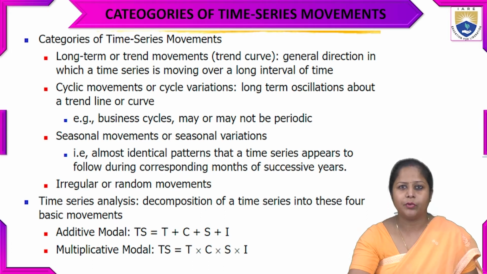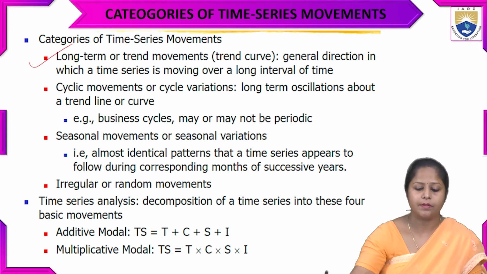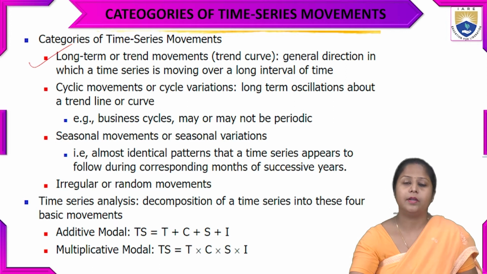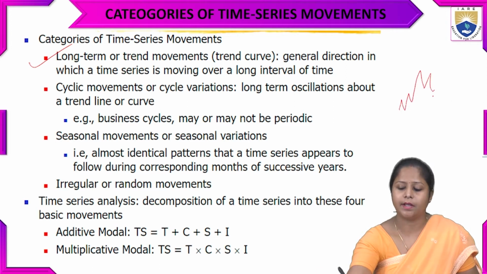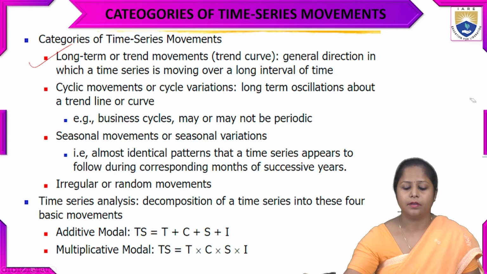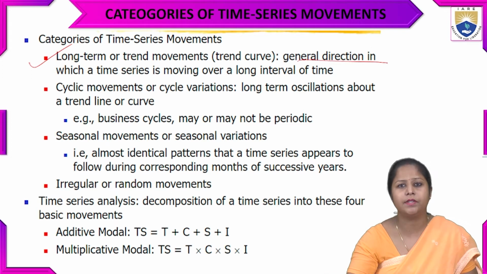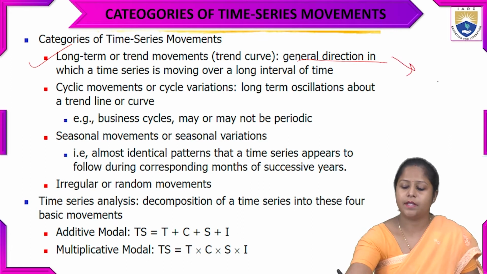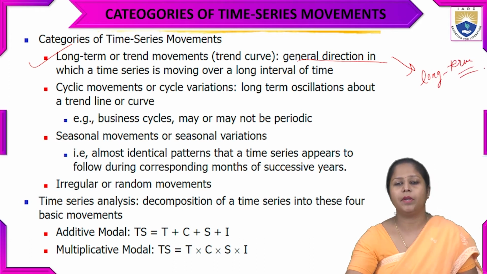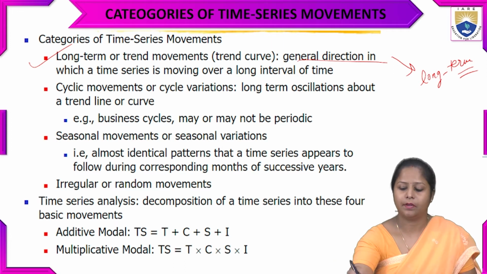Categories of time series movements. The categories of time series movements are, first, long-term or trend movements. If we have a trend curve, a long-term curve, that comes under time series movement. That is the first variation. In that, there is the general direction in which a time series is moving over a long interval of time. As the name suggests, that is long term, so a long-term interval will be there in the trend, right?